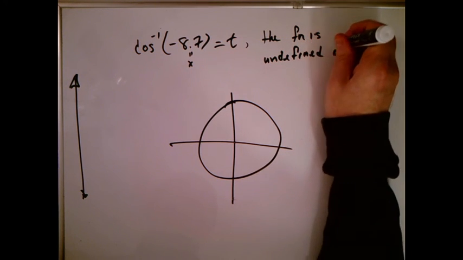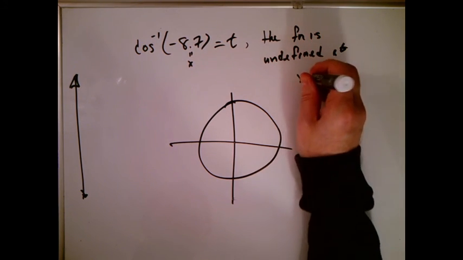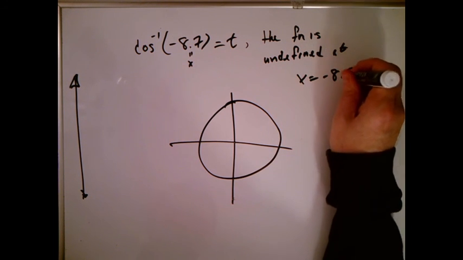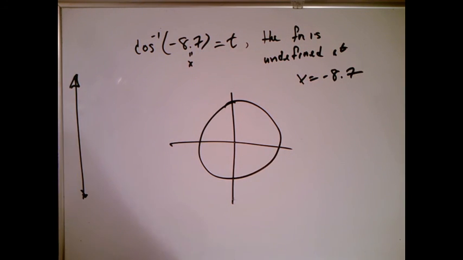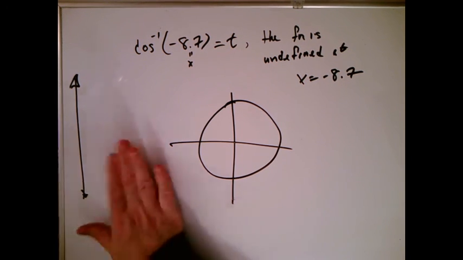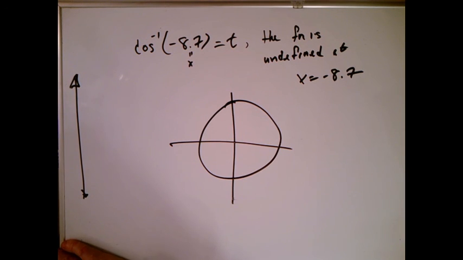At that point, at x equals minus 8.7. And like I say, because of the fact that cosine only goes between minus 1 and 1, and sine only goes between minus 1 and 1, this situation happens an awful lot. And so with trig, you need to get used to the fact that very often you're going to get equations that have no solutions, and you're going to get functions that are undefined at certain points.